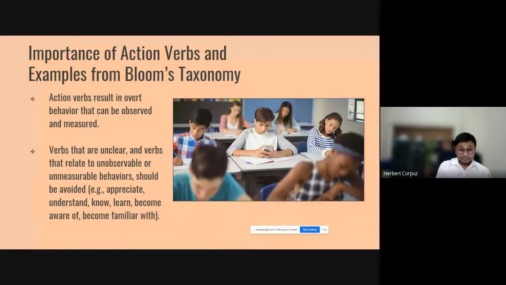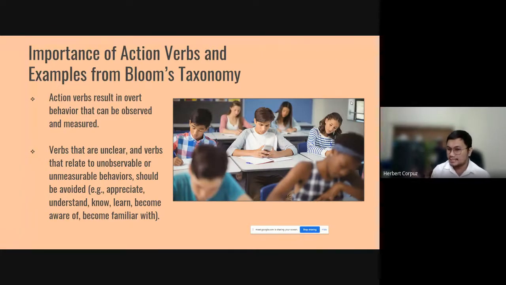Now, action verbs result in overt behavior that can be observed and measured. That's why we are making use of action verbs, because these are automatically observable and measurable. Remember that verbs that are unclear and verbs that relate to unobservable or unmeasurable behaviors should be avoided when we write our learning outcomes. Examples of these are the following.